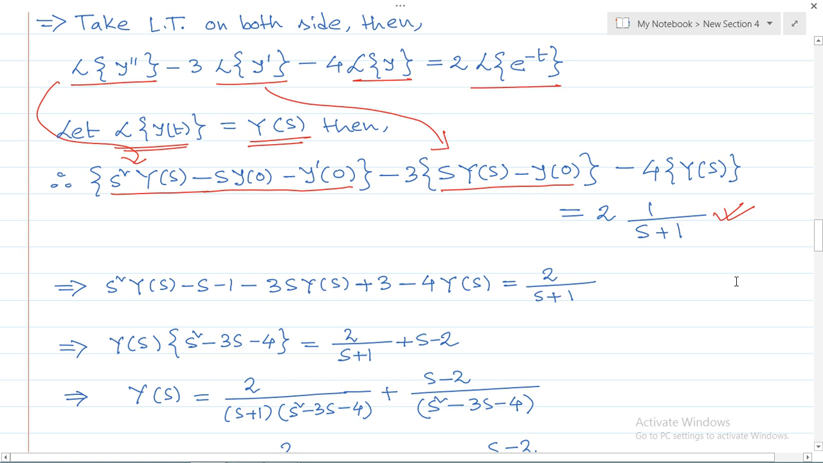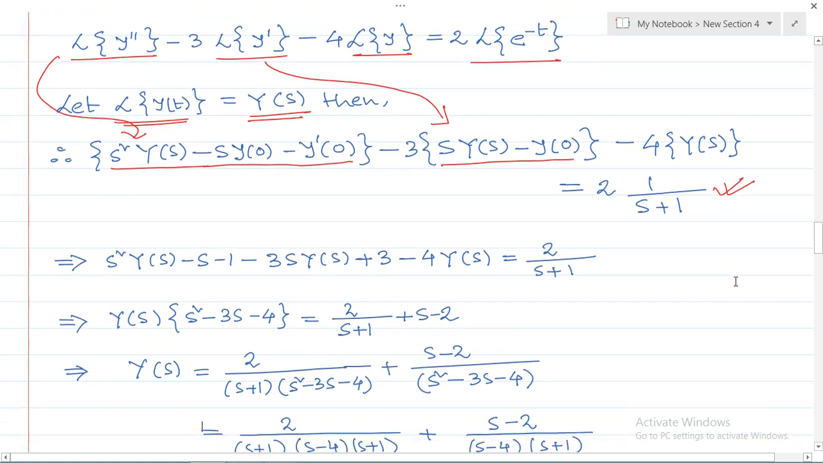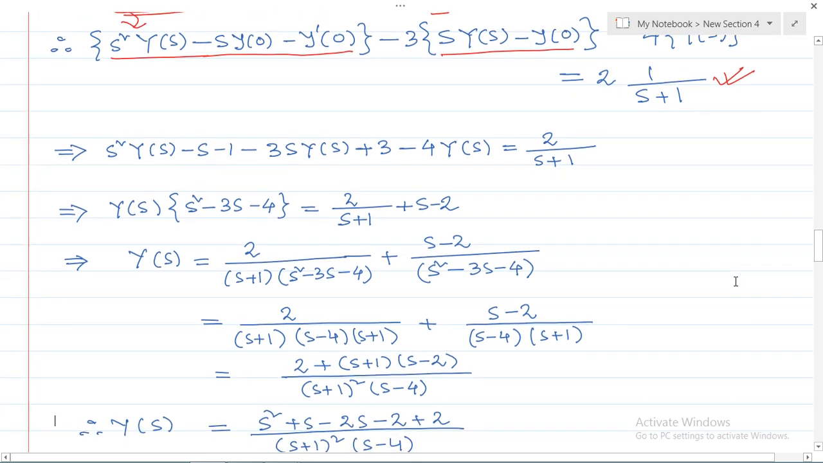So what is our next task? Our next task is to substitute the values of y of 0 and y dash of 0 and open the brackets. Y of 0 and y dash of 0 are both 1. So we have substituted the values, and now we are getting this. The next task is to take common the capital Y of s related terms. Here one Y of s is there, here another, and here another. So we have to take all the Y of s terms common.